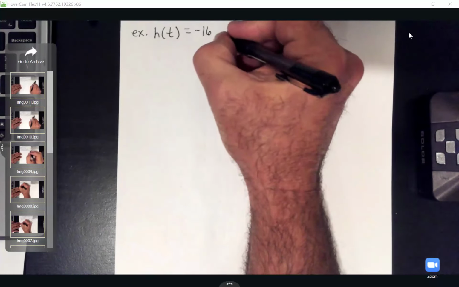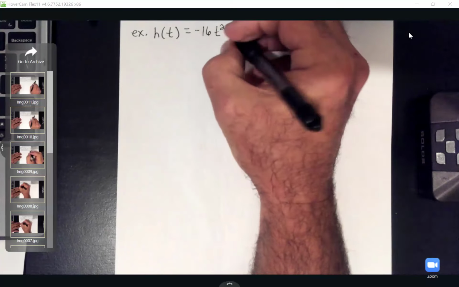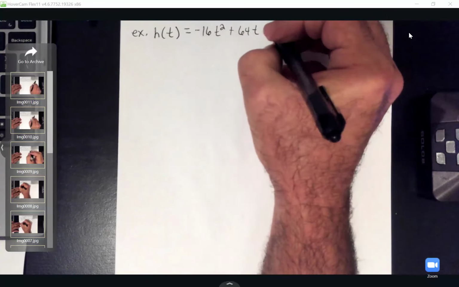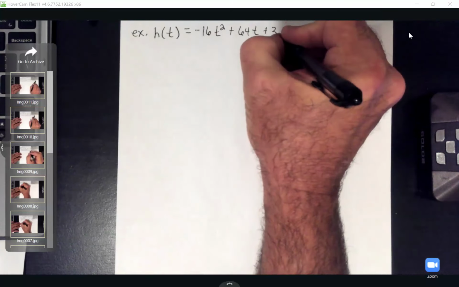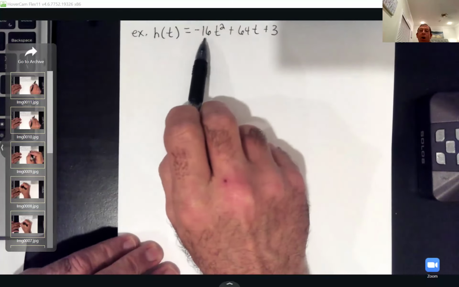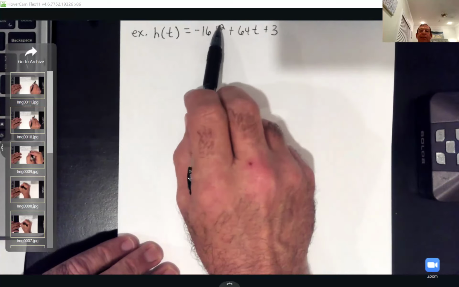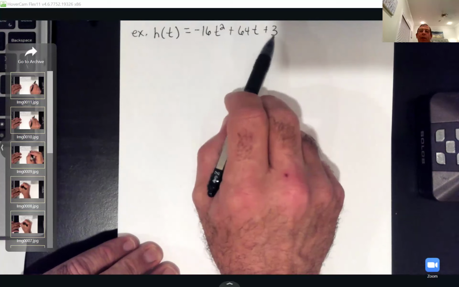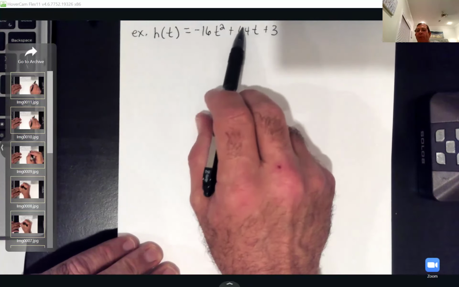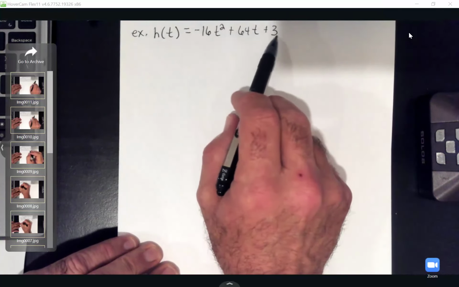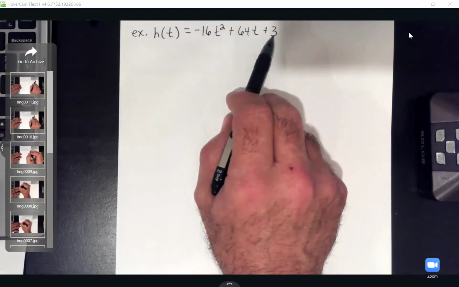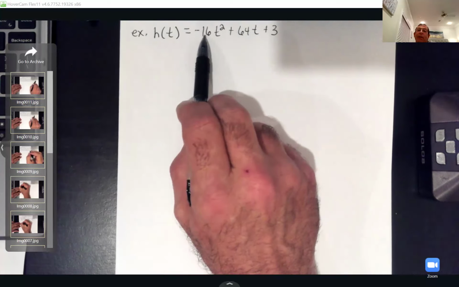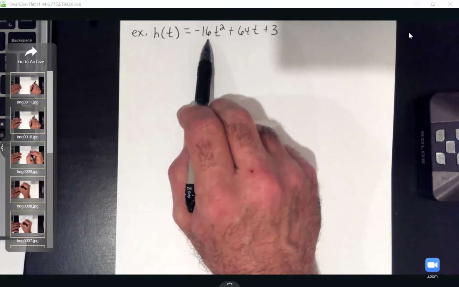-16t squared plus 64t plus 3. Now, all of y'all will have the -16t squared. What'll be different is the 64 and 3. Yours might not be going 64 feet per second, and your launching pad might not be 3 feet above the ground. But the -16t squared will be the same because that's gravity.